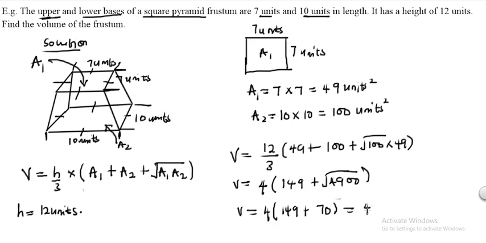So we have 4, open brackets, 219. So 4 times 219 is equal to 876 units. Now the unit of a volume is always cubed, so this will be units cubed here. Now let's look at another example, so you understand how to calculate the volume of a frustum of a pyramid.